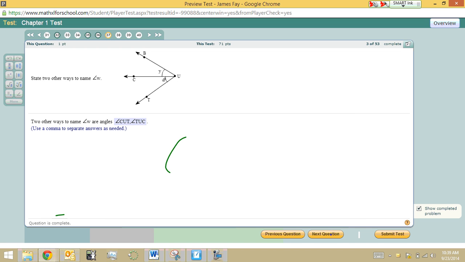Okay, here they use a little bit of a different notation than we're used to. Usually we put a number in there, and we talk about it as that number, but they're just using a W, and they put it in there so we know that that's the angle they're referencing. So I need to find another way to name that angle. Well, I start at C, and go to U, and then go to T. That's one way, and then I can go in the reverse order. Start at T, go to U, and finish at C. Make sure that you don't say angle U, because there's actually 3 angles there that have the vertex U, so I have to be specific.